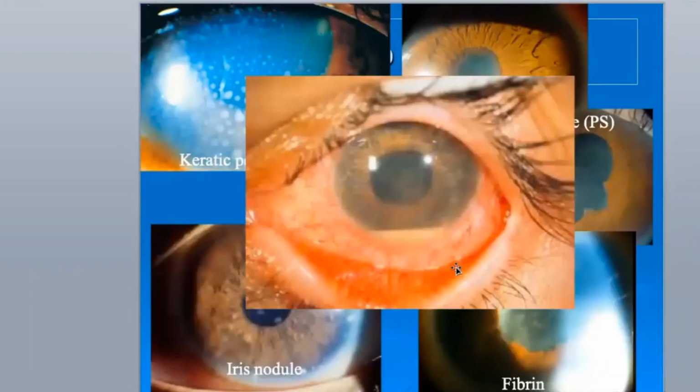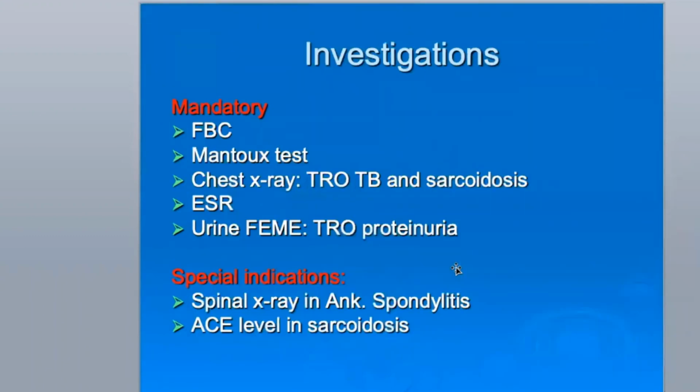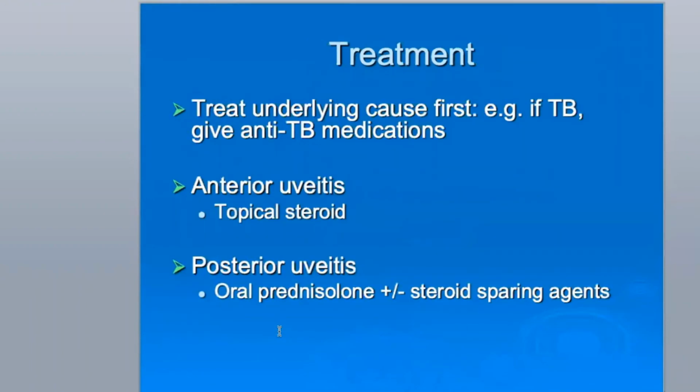Okay, how do we treat them? Again, go back to the causative factor. Remember, the causative factors for uveitis are many, but the top one you should think of is tuberculosis. So we do the Mantoux test, we do the chest X-ray to rule out TB or sarcoidosis, we do the ESR, and also look for any systemic association, ankylosing spondylitis, or your ACE level for sarcoidosis. So look for the underlying cause of the uveitis.